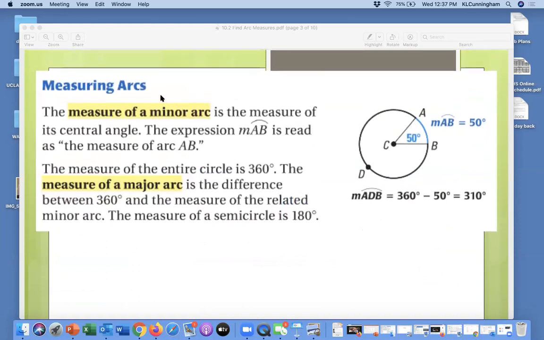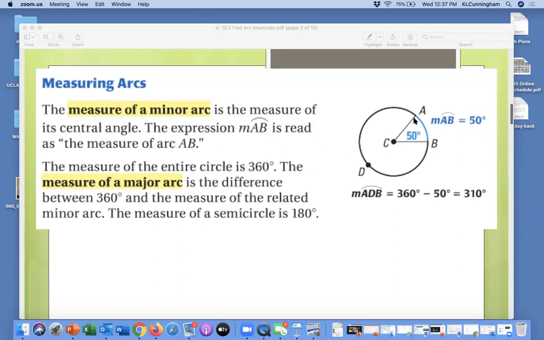Now let's actually measure the arcs. This is kept very simple and literal. If the central angle is 50 degrees, the arc that it cuts off is also 50 degrees. You can see measure of arc AB equals 50 degrees. This little italicized m in front means measure of. Measure of arc AB is 50 degrees.